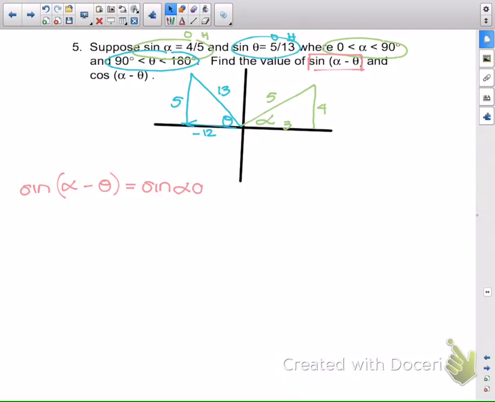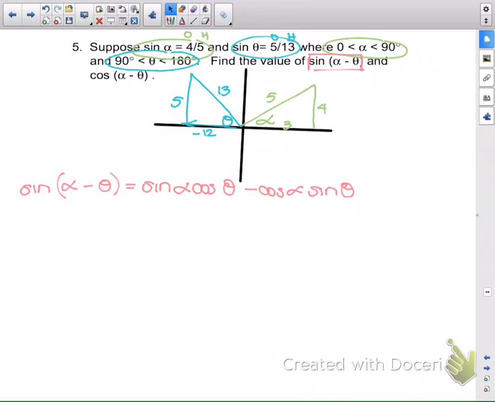Sine A, cosine B, which is theta. Then what? Minus cosine alpha, sine beta, which is our theta in this case. So I'm just replacing those. Now, here's the big question. Where do we go from here?